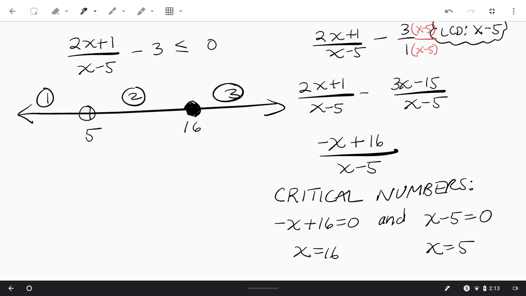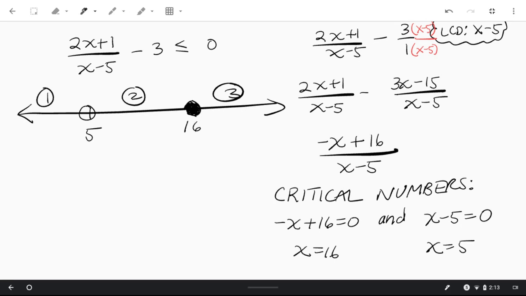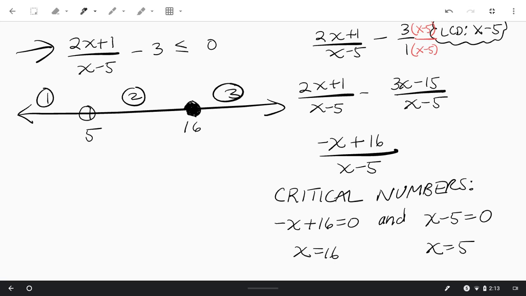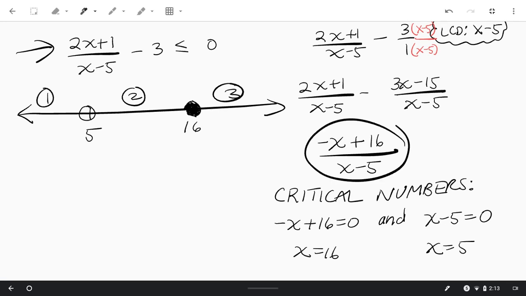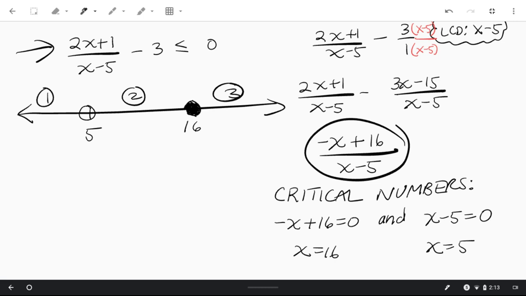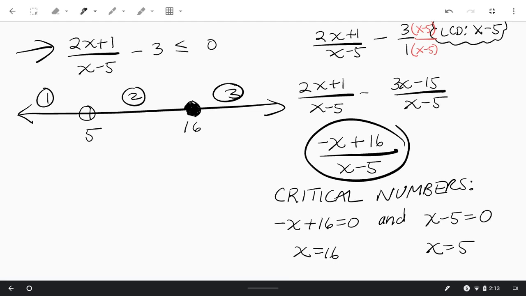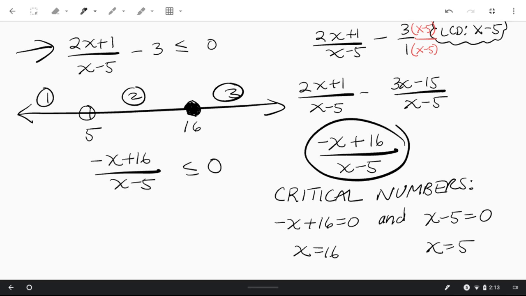Instead of this one up here, I am going to write the simplified version of that left-hand side, which is what we did here when we were finding our critical numbers. Okay, so that's what I'm going to be using. Negative x plus 16 all over x minus 5 less than or equal to 0.